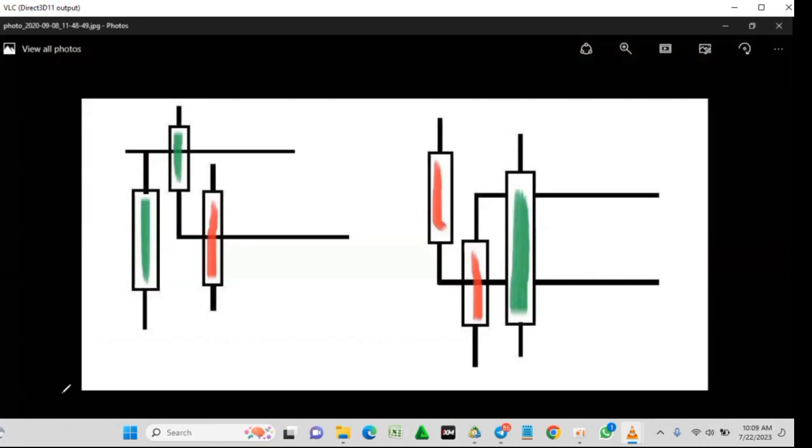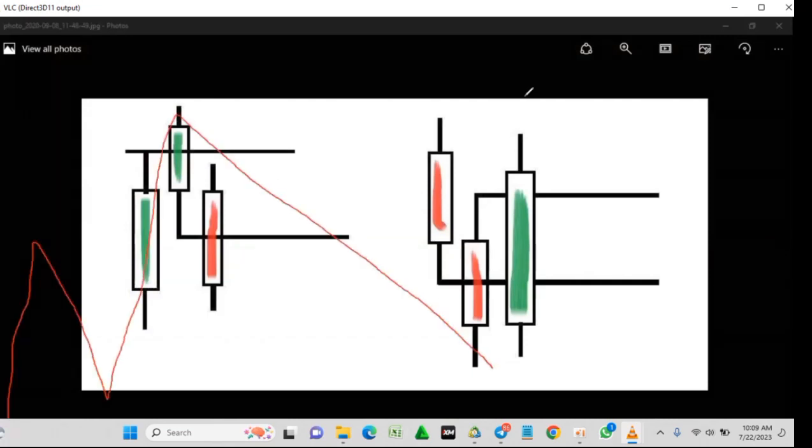Similar to this example, price will make a higher high, higher low, and this upper candle is the higher high, 1, 2, 3, and the middle candle is always above the other 2 candles. On the higher low, 1, 2, 3, the middle candle is below the other 2 candles.